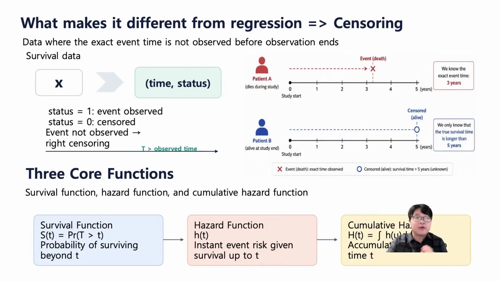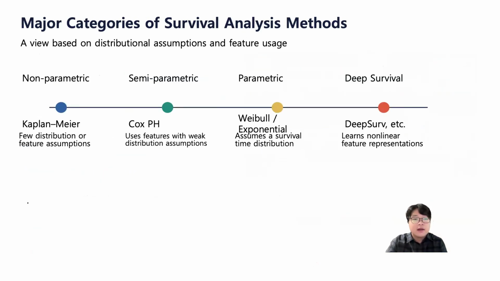And we'll have a brief look at the methods. Major categories of survival analysis methods. Survival analysis methods can be divided into several categories. The first category is non-parametric methods such as Kaplan-Meier. These methods make few distribution assumptions, but they have limited ability to use complex individual features.